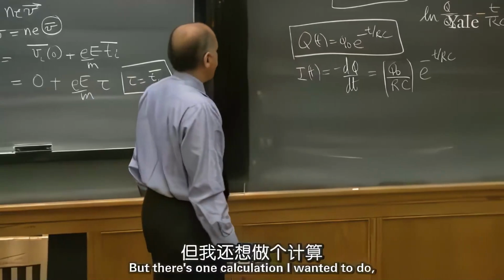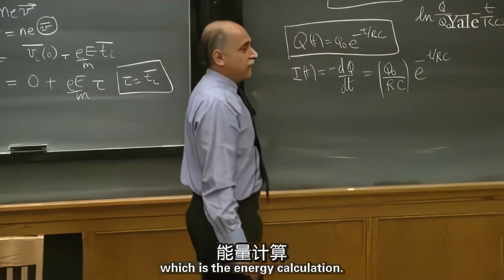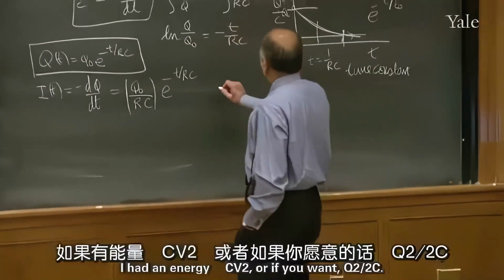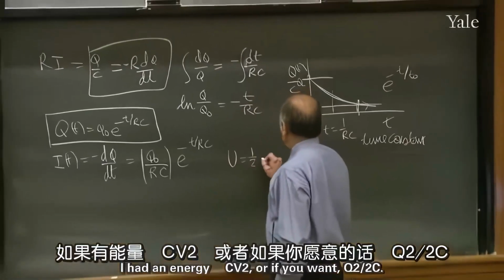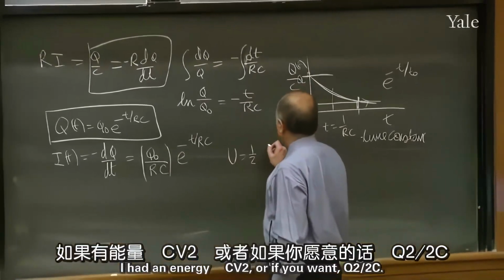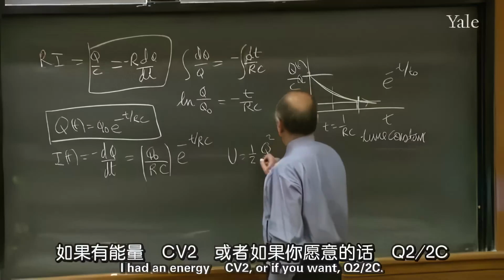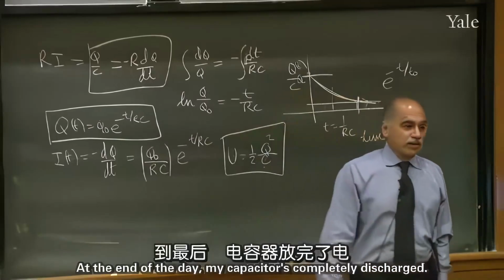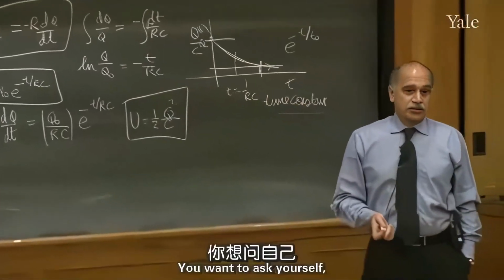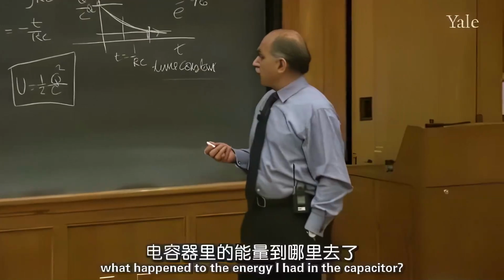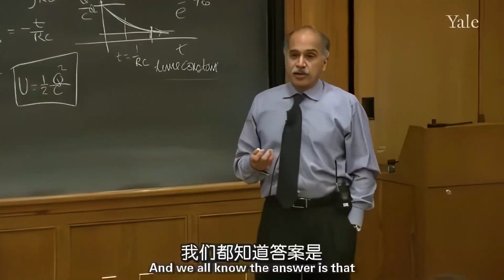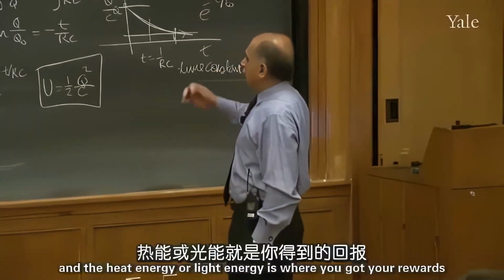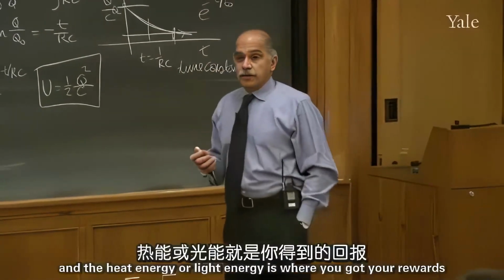Now there's one calculation I want to do, which is the energy calculation. If I had a capacitor that was charged, I had an energy 1/2 CV square, or if you want, Q square over 2C. At the end of the day, my capacitor is completely discharged. You want to ask yourself, what happened to the energy I had in the capacitor? And we all know the answer is that it went through the resistor and heated it up, and the heat energy or light energy is where you got your rewards.